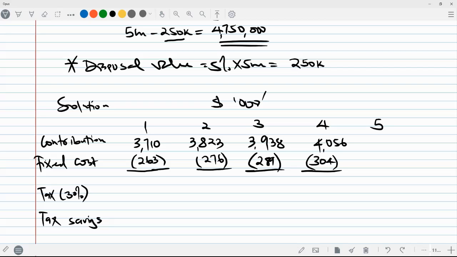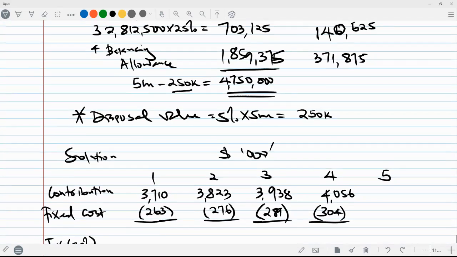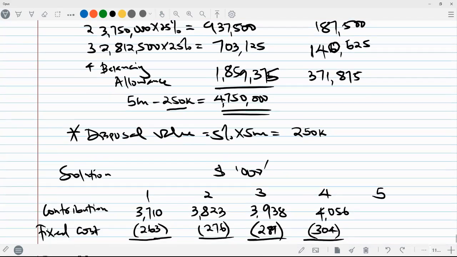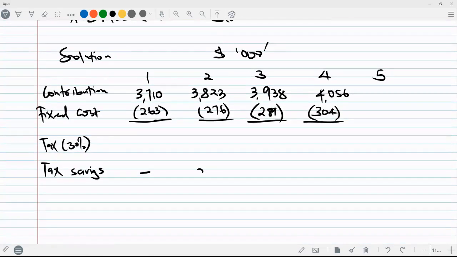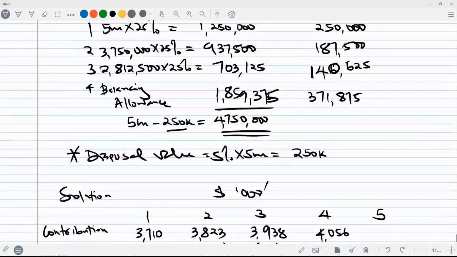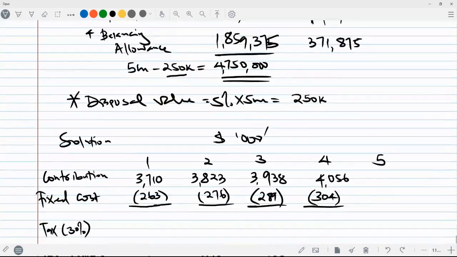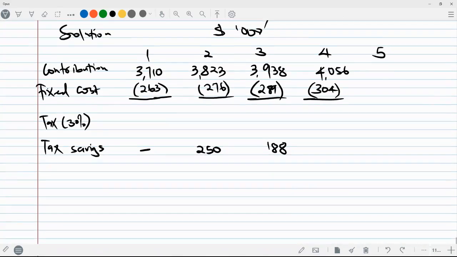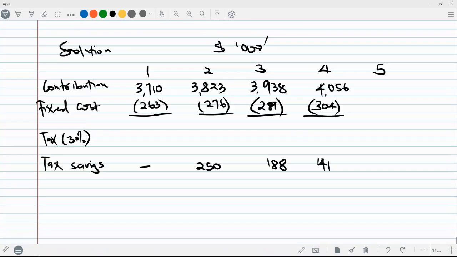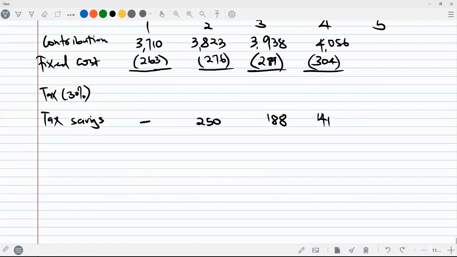Okay, let me just feed in the tax savings. These are tax savings, therefore they're also in arrears. Year 1, we got 250. So cash inflow because they're saving 250. Year 2, 188. Year 4, 141. Year 5, 372.